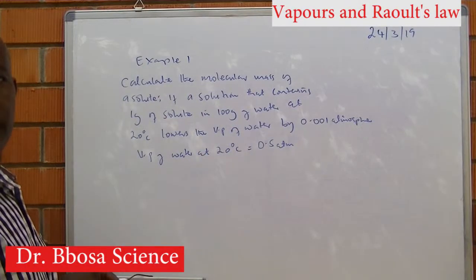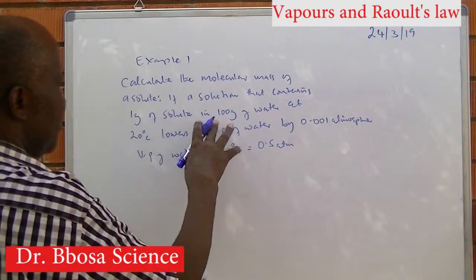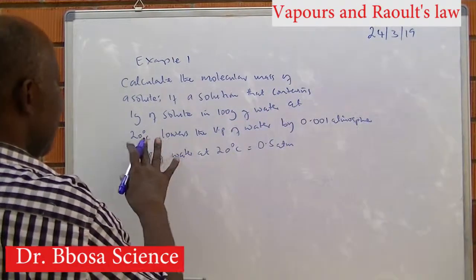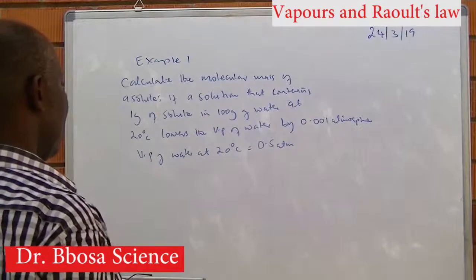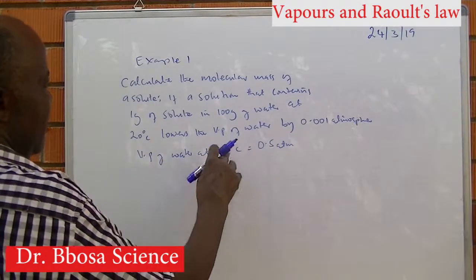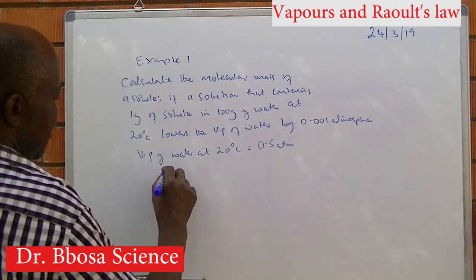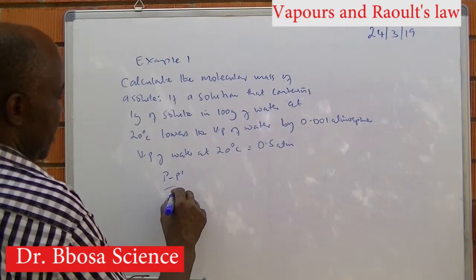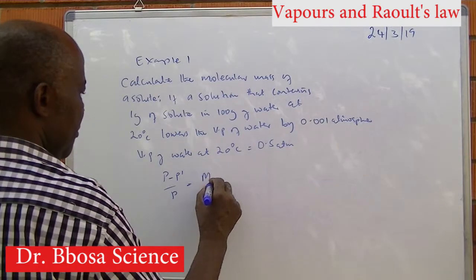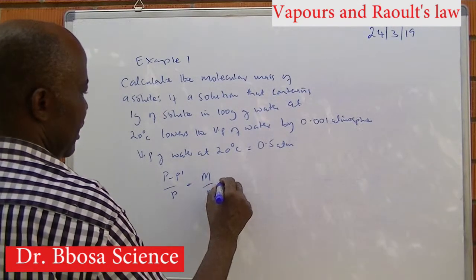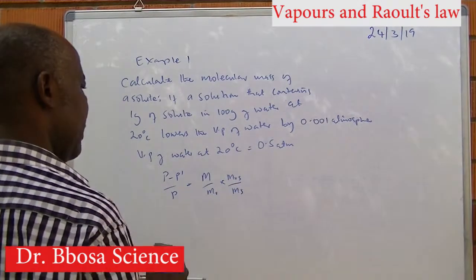Example 1. Calculate the molecular mass of a solute if a solution that contains 1 gram of a solute in 100 grams of water at 20 degrees lowers the vapor pressure of water by 0.01 atmosphere. The vapor pressure of water at 20 degrees is 0.5 atmosphere. We have already seen that P minus P dash over P is equal to M over MR times MRS over MS.